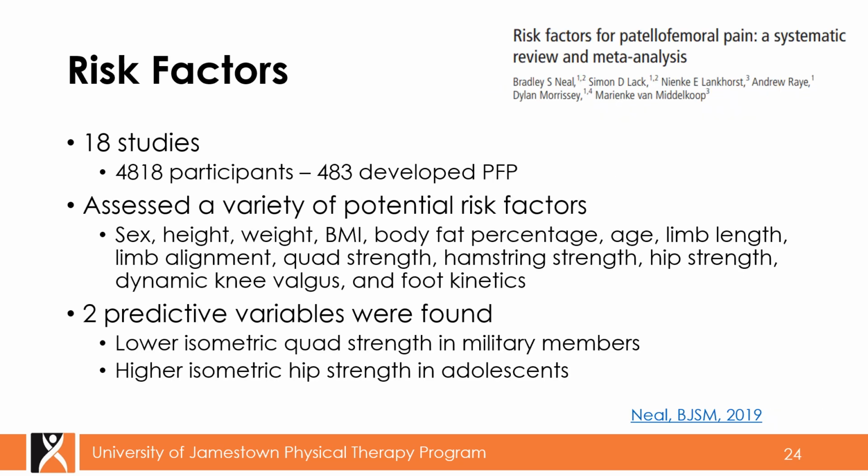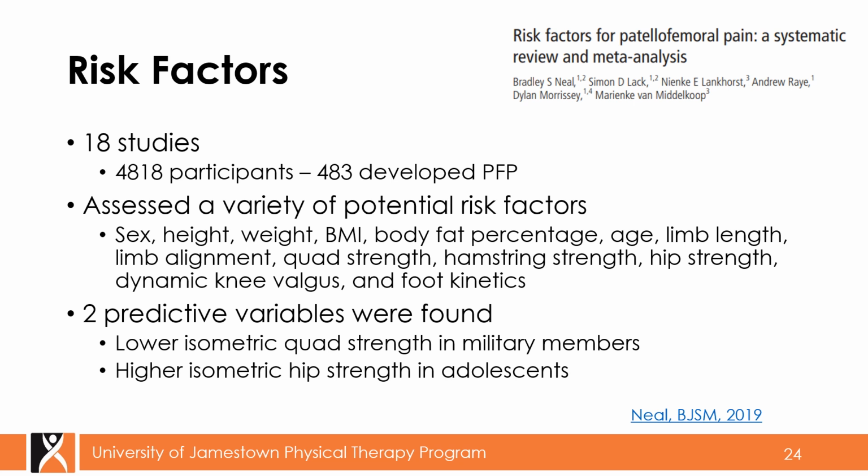The next systematic review also had a meta-analysis, and it looked at risk factors for patellofemoral pain. It included 18 studies, nearly 5,000 participants, and 483 of those 5,000 participants developed PFP. Of those 483 people, they were only able to find 2 predictive variables. They assessed a lot of variables. You can see the long list there of what they assessed, but out of all of those, they were only able to find 2 predictive variables for those who developed PFP.